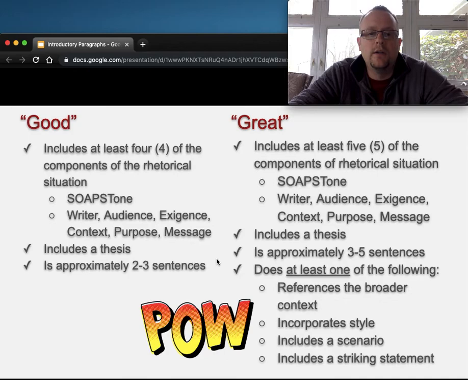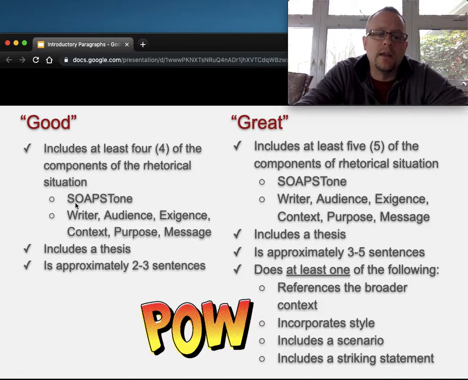The good introductions are going to have probably about 4 components of the rhetorical situation. And again, you could either be thinking of that in the SOAPSTone way, or the writer, audience, exigence, context, purpose, message. You're certainly going to have a thesis. It's probably going to be about 2 to 3 sentences. But the great one, you're going to be having about 5 components or so of that rhetorical situation.